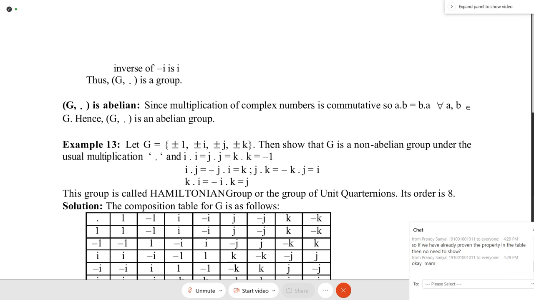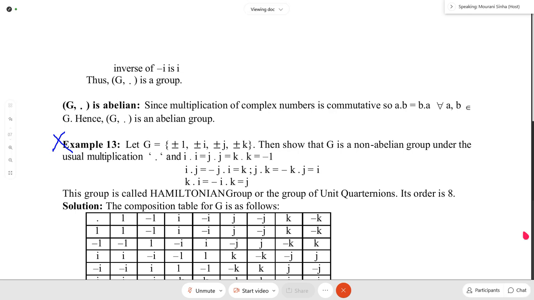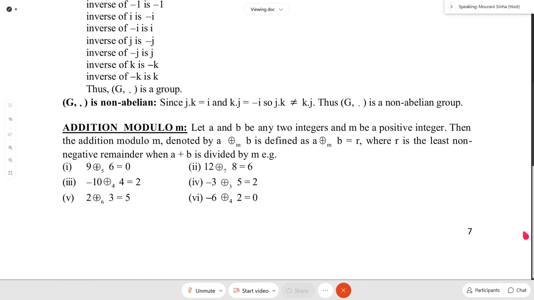This is a big one: plus minus 1, plus minus i, plus minus j, plus minus k. Too many elements: 1, 2, 3, 4, 5, 6, 7, 8. No need of such a big example, because we are more interested in quality and not quantity. So there is no need to do such a big one.